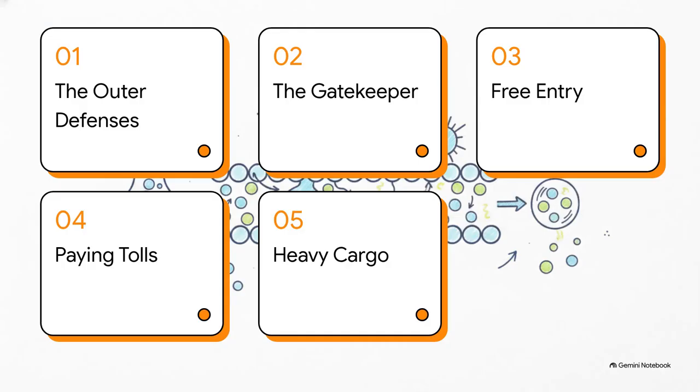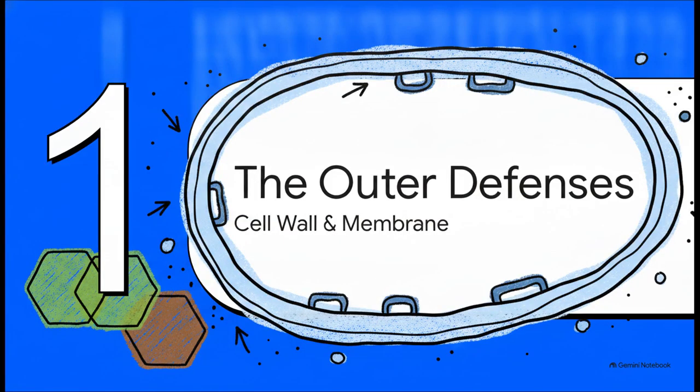Here's the roadmap for our Border Patrol tour today: the outer defenses, the gatekeeper, free entry, paying tolls, and finally, heavy cargo. Kicking things off with Part 1, the outer defenses.